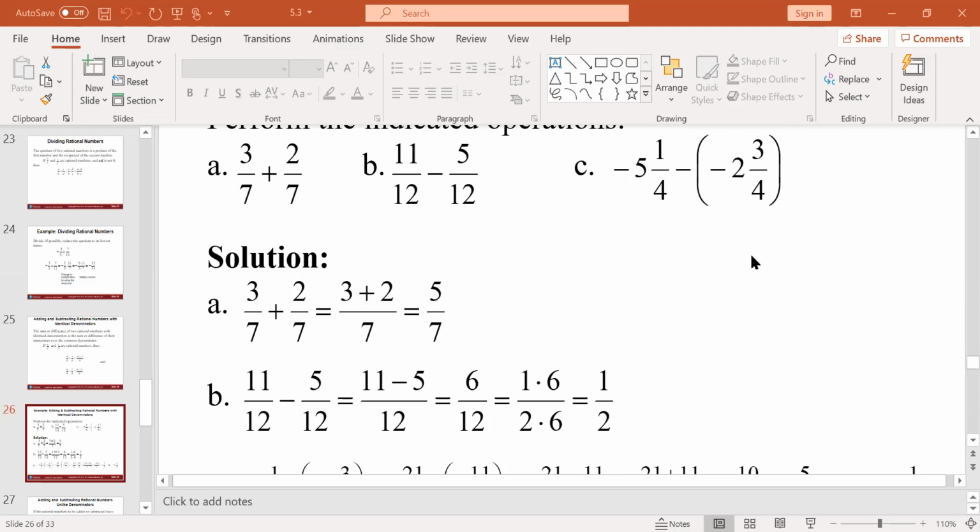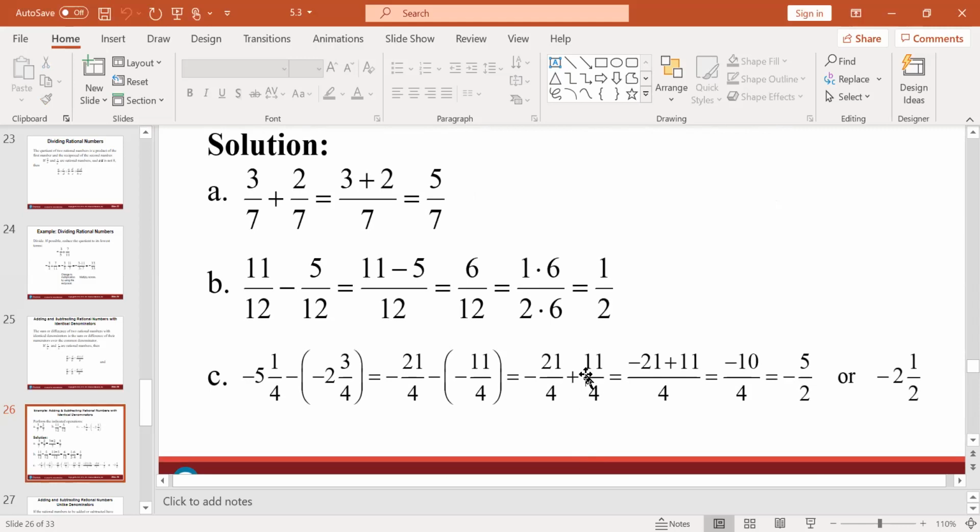Finally, we've got -5 1/4 minus -2 3/4. Well, the couple things you'll notice, first of all, you're subtracting a negative number. What that's going to do is those negatives are going to basically cancel each other out, and it's going to become addition. So you're going to have addition here in just a moment. But the first thing we need to do is deal with each of these mixed numbers. We will want to convert them into fractions that are improper, that have a denominator that is smaller than the numerator.